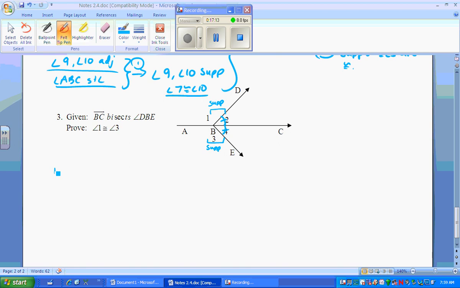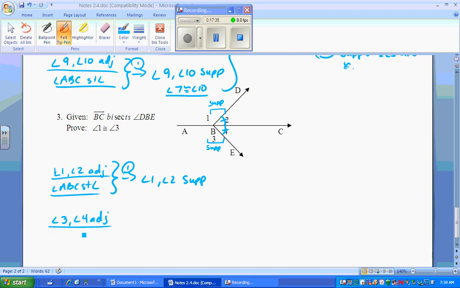Let's start out with angle 1 and angle 2 are adjacent. Angle ABC is a straight angle. These two together give me angle 1 and angle 2 are supplementary. Next one, angle 3 and angle 4 are adjacent, also creating line segment ABC being a straight angle. Those two together give you angle 3 supplementary to angle 4.